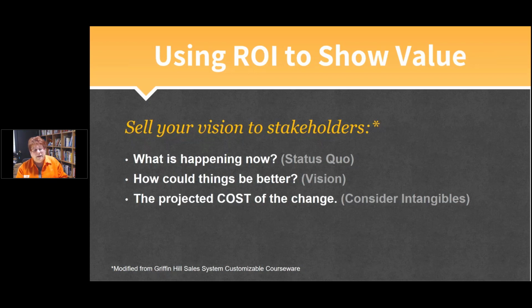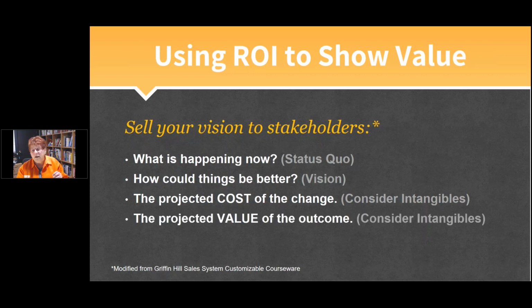You want to be able to project the cost of the change. What are we going to have to invest in? What is the investment? And consider some intangibles. Again, the higher and more advanced the thing you're going for, the more you're going to have to start digging below the surface of the obvious and start putting a dollar value on some of these intangibles. And then the value of the outcome. Again, consider intangibles. They're harder to put a dollar value on, but they're easy to throw in. They're kind of like what I call the icing on the cake.